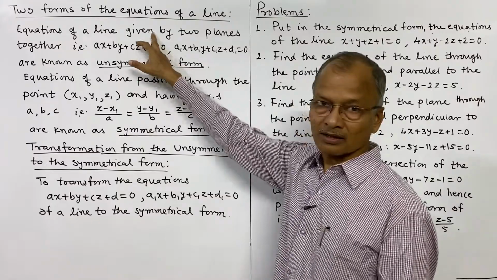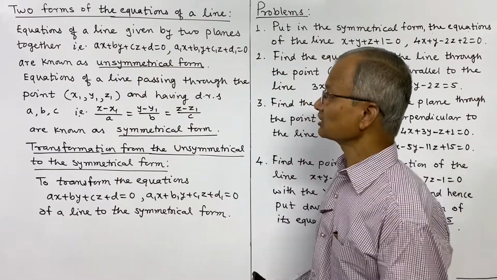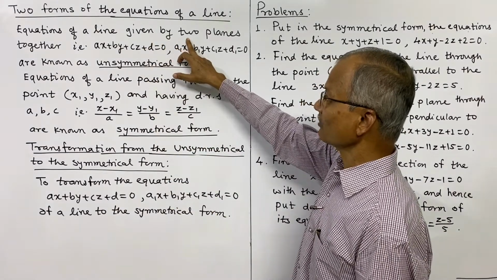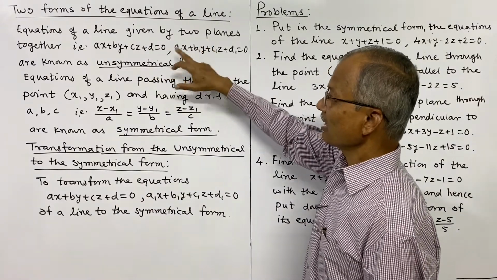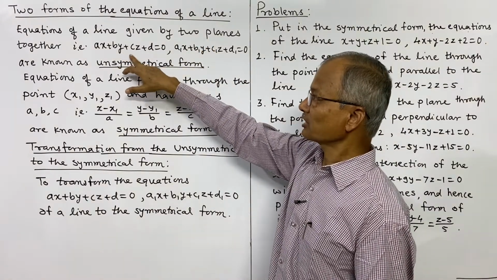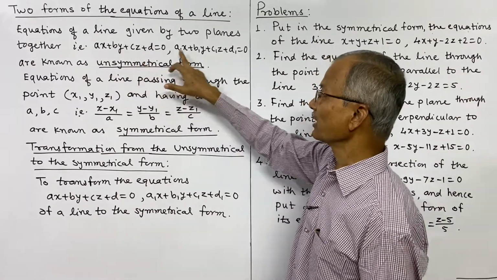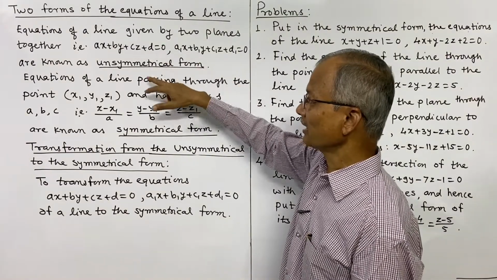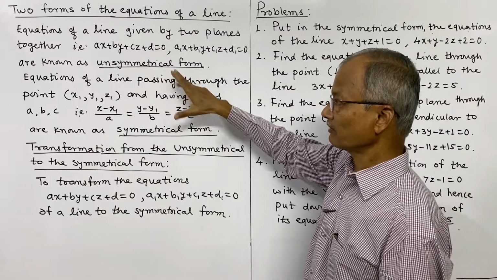We know that two planes together represent a line, because their intersection is a line, and therefore the equations of a line are given by two planes together, that is ax + by + cz + d = 0. This is a first degree equation, it represents a plane, and this is the second plane. So these two together represent a line, and this form is known as the unsymmetrical form of equation of line.